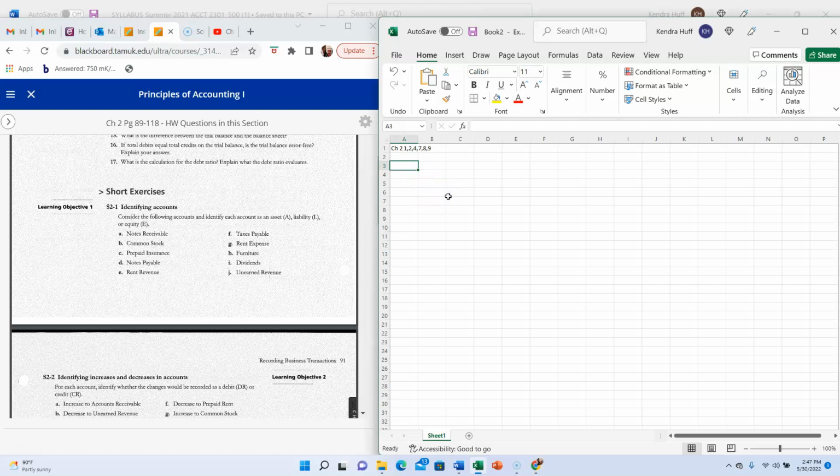So more practice along those lines. All right, notes receivable is an asset. Common stock, oh, sorry, I didn't even type that, is an element of equity. Prepaid insurance is an asset. You've paid for it in advance. You haven't used it up yet, so it is an asset. It's still a resource. Note payable is a liability.